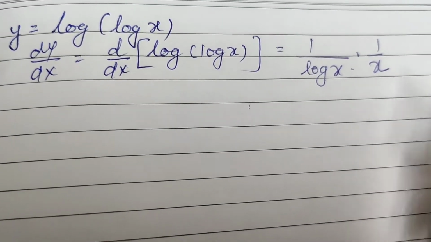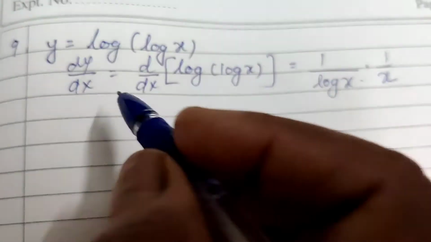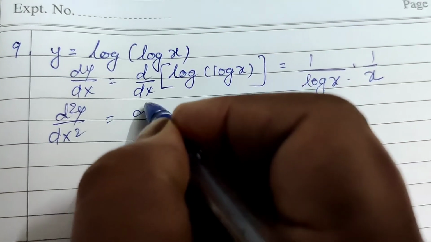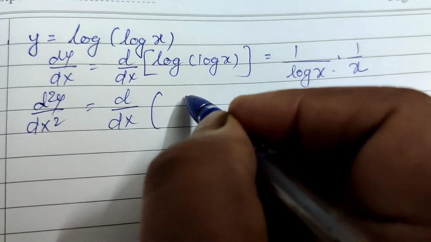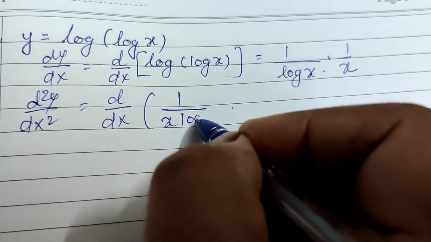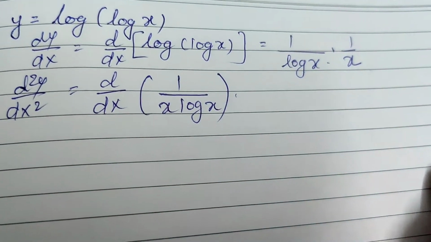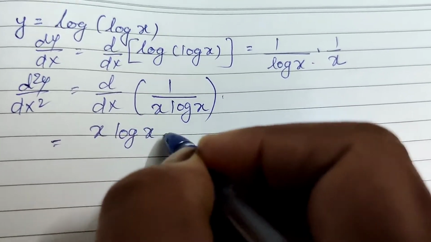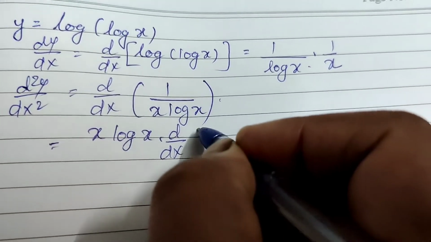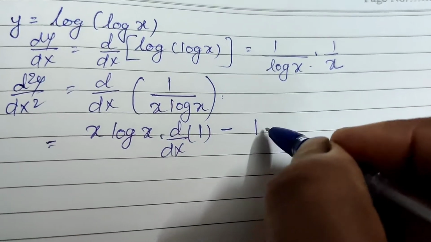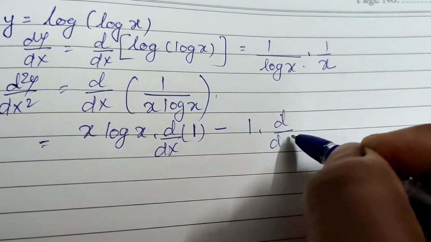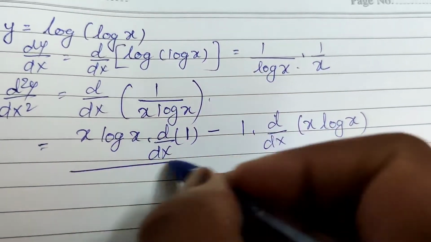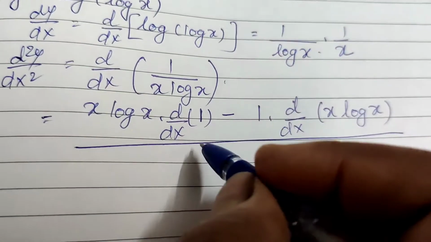Okay. So now the d2y over dx square of 1 upon x log x can be found by the division rule. The division rule is denominator times differentiation of numerator minus numerator times differentiation of denominator, divided by denominator square.